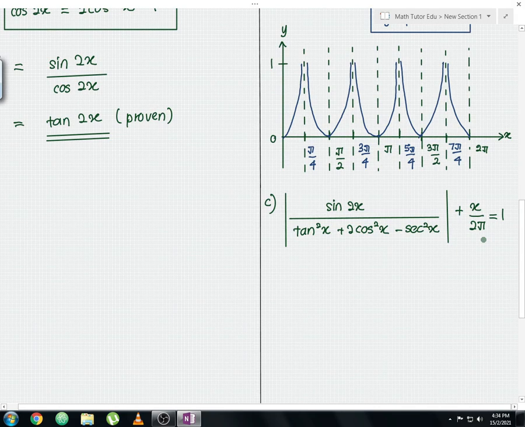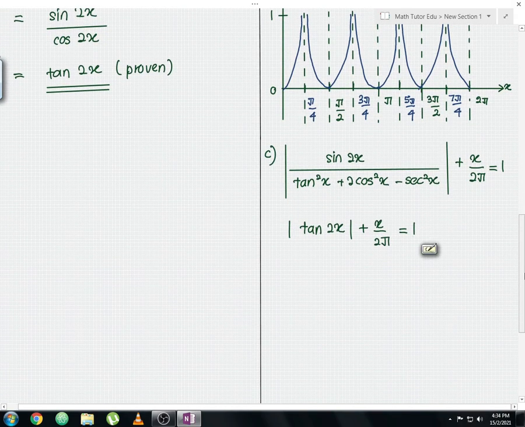In question part A, we have already proved that this is equal to tangent 2x. So we can write this whole expression in terms of tangent 2x, guys. From here, modulus tangent 2x plus x over 2 pi equals 1. Since in question part B we have already come up with the equation y equals modulus tangent 2x, we can substitute this tangent 2x as y. So let me write down the working here.